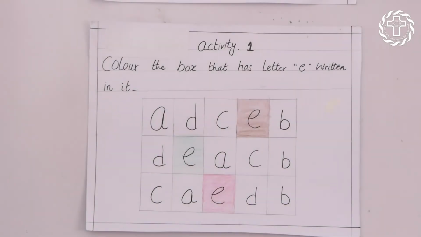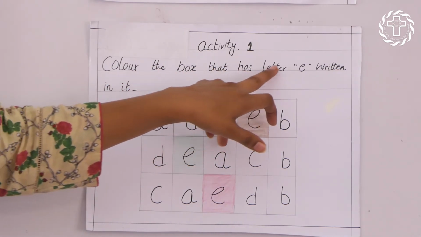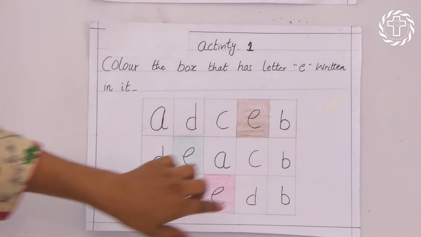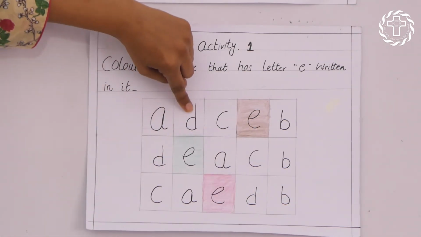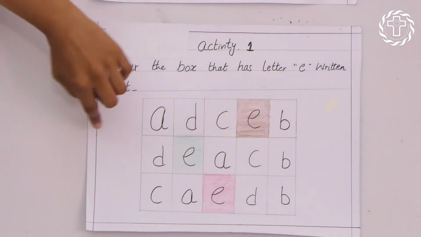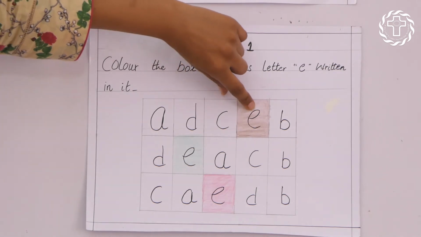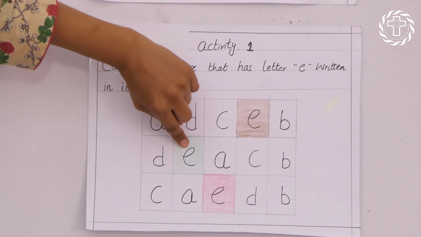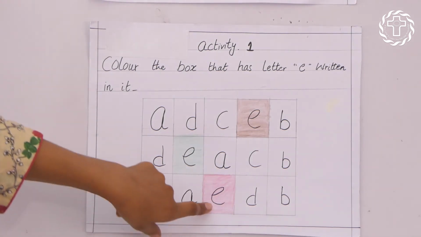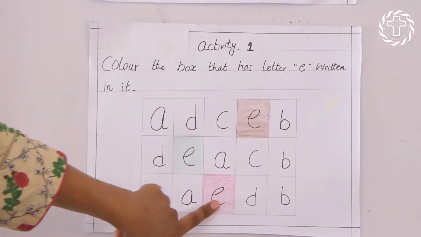Okay, students, this is our activity number 1. Color the box that has letter E written in it. Here we have our boxes A, D, C, E, B. Tell me, where is E? Yes, this is E. And this is also E. You will color that box which shows letter E.